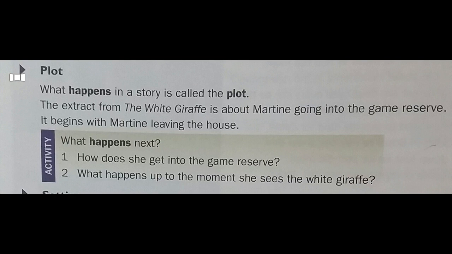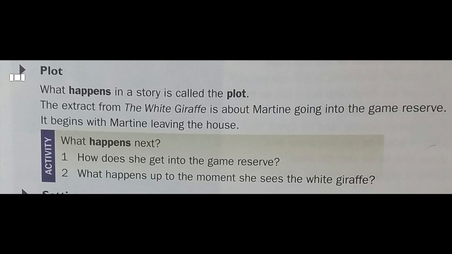The extract from The White Giraffe is about Martin going into the game reserve. It begins with Martin leaving the house. What happened next? How does she get into the game reserve? What happens up to the moment she sees the White Giraffe? It says here that the extract from The White Giraffe is about Martin going to the game reserve. It begins with Martin leaving the house.